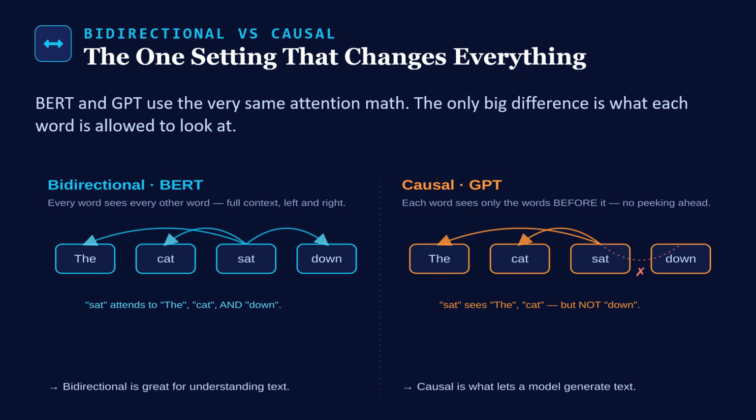On the right is GPT's way, causal. Each word can only see the words that came before it. So "sat" can see "the" and "cat", but it's not allowed to peek at "down". Why block it? Because when you're writing, you don't get to see the future. You have to guess the next word from what you have written so far. That blocking is exactly what makes a model able to generate text. So see everything and you understand. See only the past and you can write.